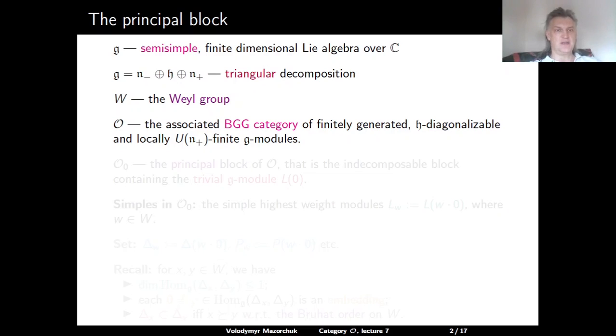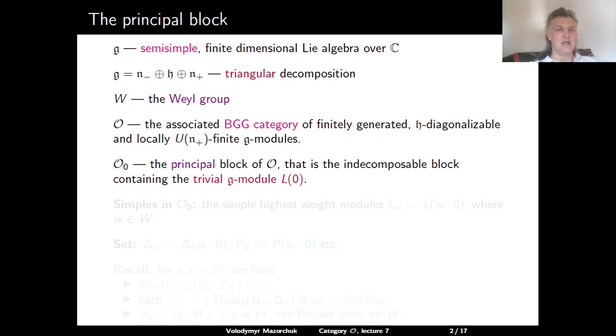So we consider the associated BGG category O, which consists of all finitely generated G modules, the action of H on which is diagonalizable, and which are locally finite with respect to the action of the universal enveloping algebra of n+. We consider also O0. This is a principal block of O, which is defined as the indecomposable block of O containing the trivial G module L0.